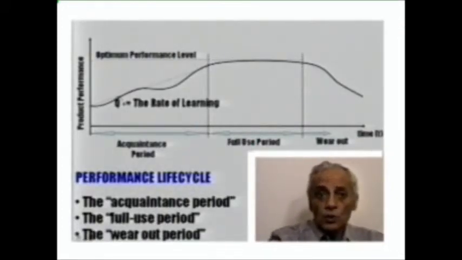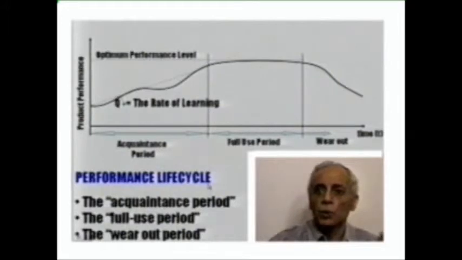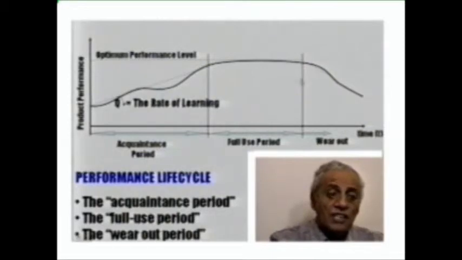Here is the so-called performance life cycle. As you notice here, it looks very close to the product life cycle we discussed before, except we're going to divide the performance life cycle into three main phases: the acquaintance period, the full use period, and the wear out period. The first phase is what we call the acquaintance period. This is the learning period.